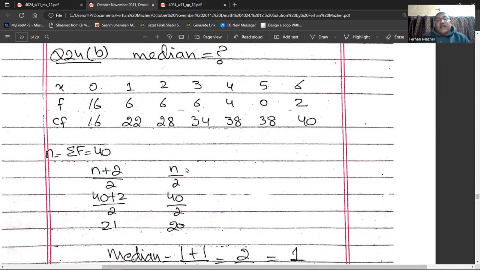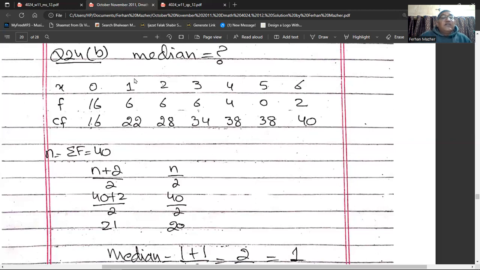So the 20th and the 21st number are in the middle of the data. They are the median, so you add their values and divide. So where is the 20th and 21st number? This class has 1, 2, 3, 4, 5, 6, 7, 8, 9, 10, 11, 12, 13, 14, 15, 16. And this class has 17, 18, 19, 20, 21, 22. So the 20th and 21st will be in this. Check what is the value.